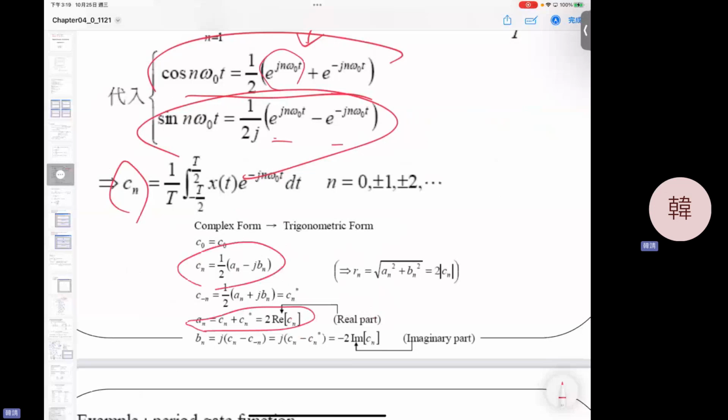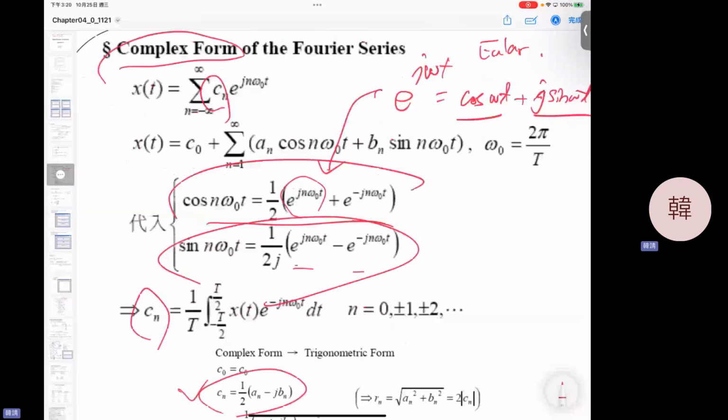So they can change. If you have your periodic signal in trigonometric Fourier series representation, you can change it to complex form. If you are in complex form, you can change to trigonometric form as well. They can change to each other through this relationship calculation. So it depends on what kind of representation you would like, complex form or trigonometric form.